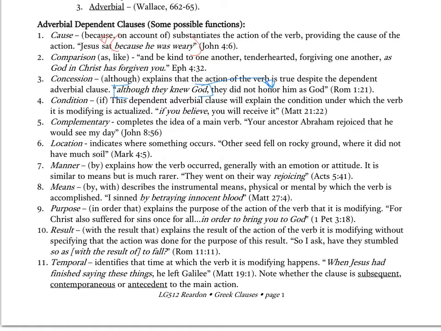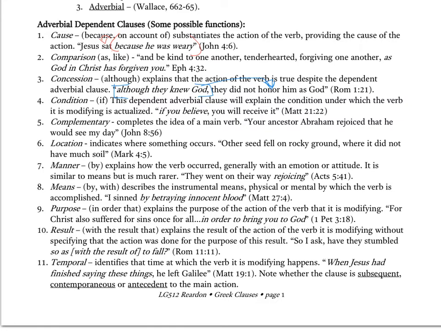That is our independent clause: you will receive it. What is our dependent clause? If you believe. Now, if you believe cannot stand alone. You don't just say if you believe, but if you believe modifies this verbal idea. So the receiving depends on this condition, if you believe.